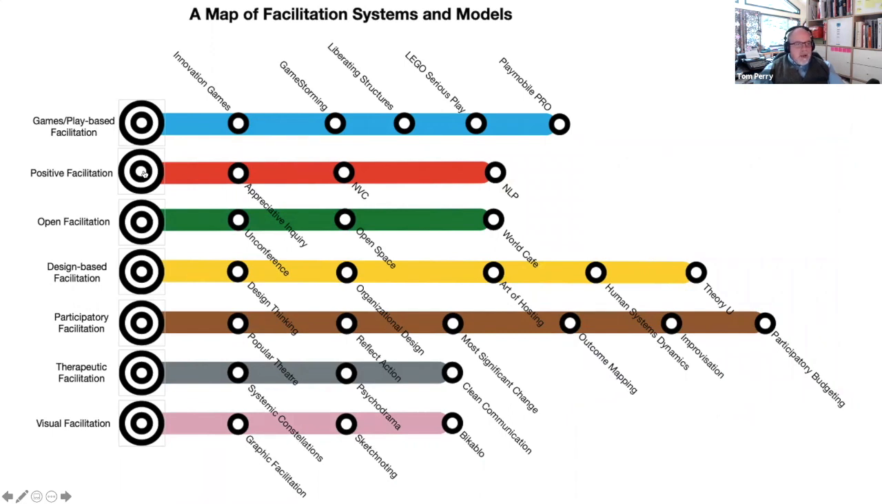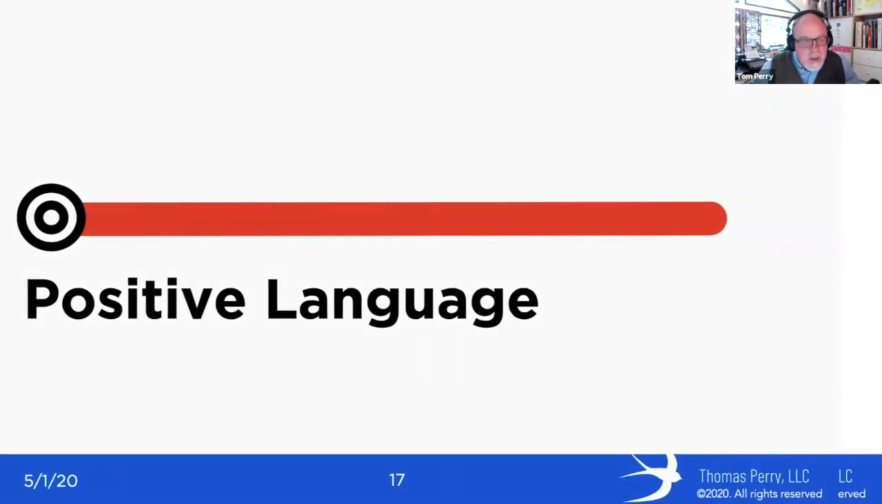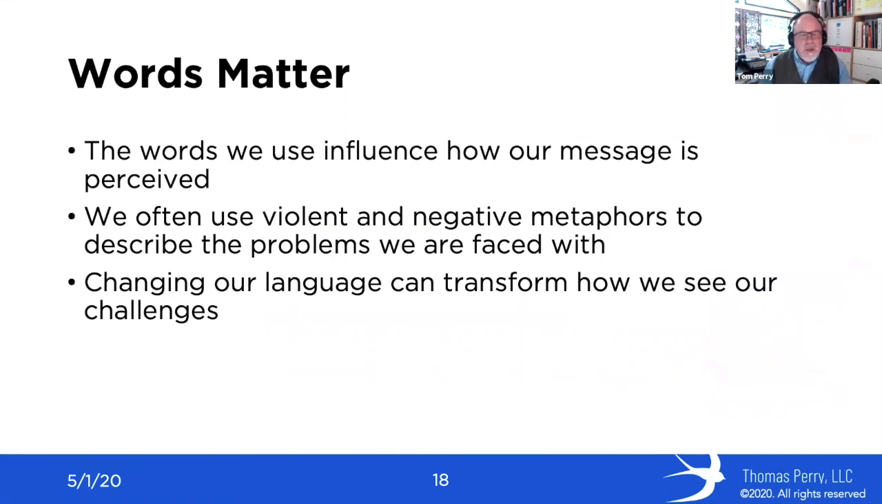When it comes to positive facilitation, let's take a look at those things. This is all around the words. So the words we use influence the message and how the message is perceived. Use the right words and the message can be very positive. Use the wrong words, the message can be very negative and have an impact on what we're trying to achieve. And we often use violent and negative metaphors to describe the problems we're faced with, the things that we are battling, so to speak. And changing our language can transform how we see our challenges. That's the premise underlying these methods.